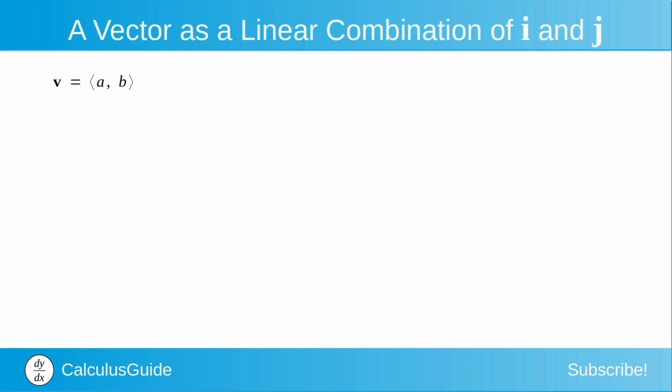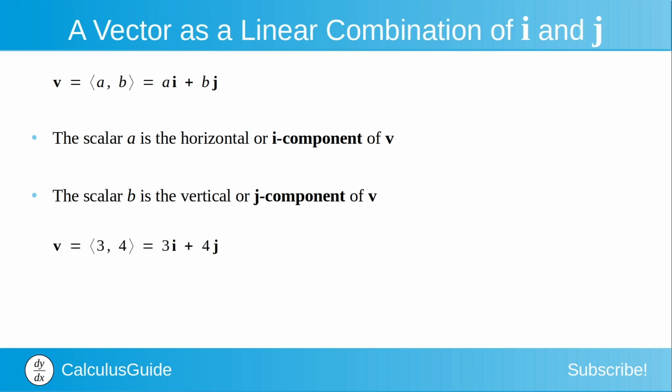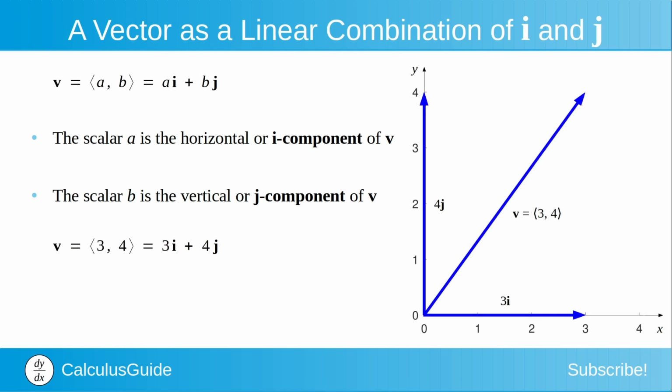So we can write a vector v equals ab as being equal to ai plus bj. The scalar a is the horizontal or i component of the vector v, and the scalar b is the vertical or j component of the vector v. We can write the vector v equals 3, 4 as being equal to 3i plus 4j. For this vector v, the scalar 3 is the horizontal or i component of the vector v, and the scalar 4 is the vertical or j component of the vector v.